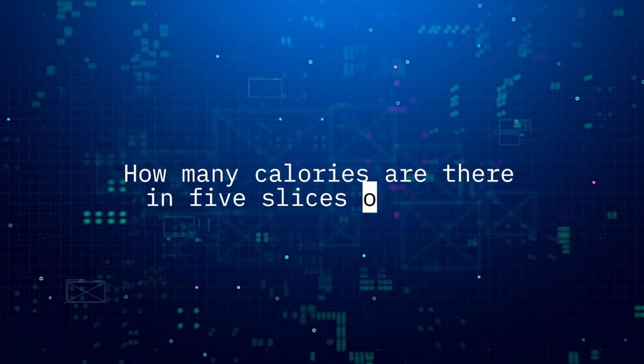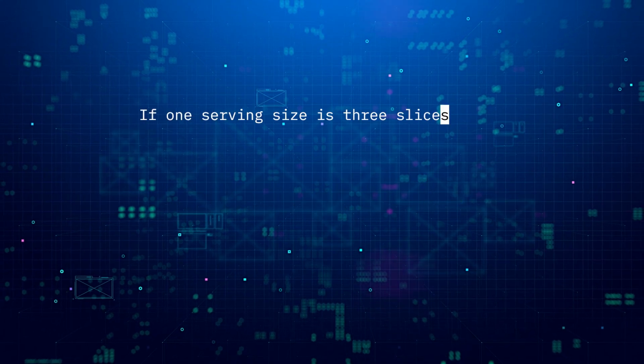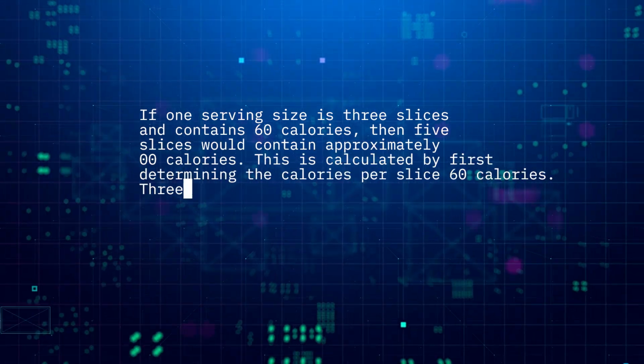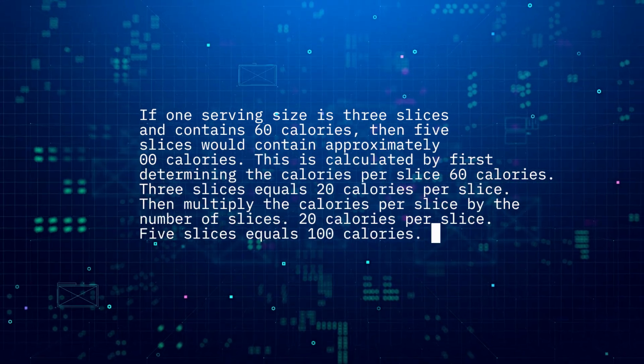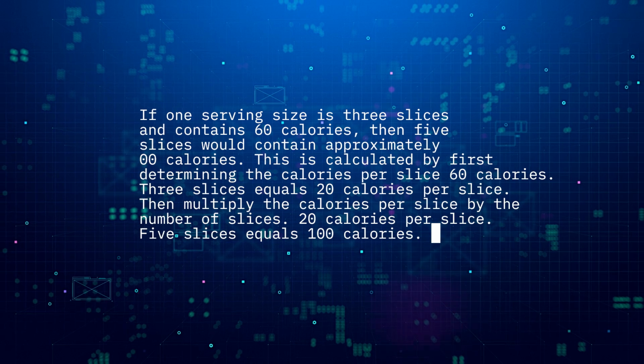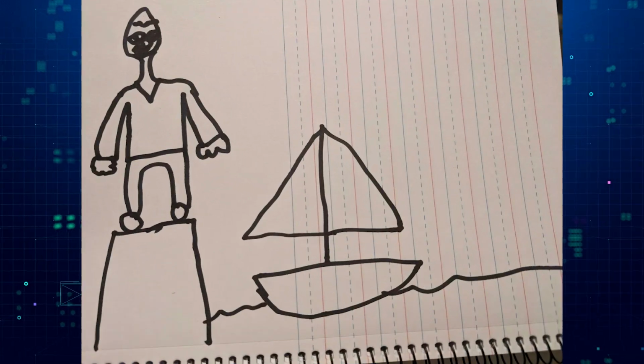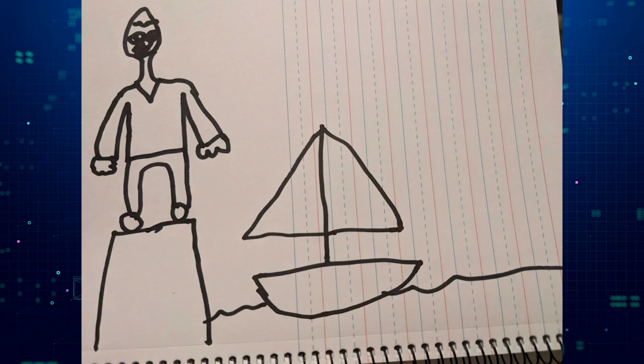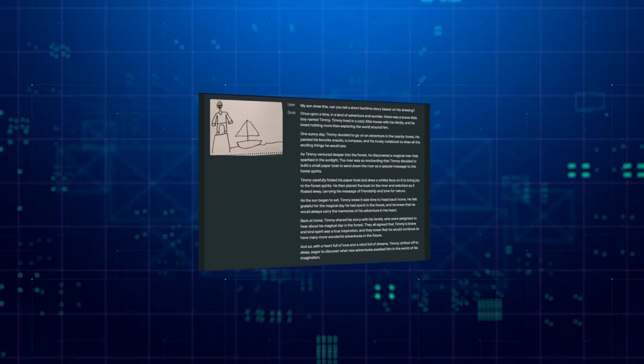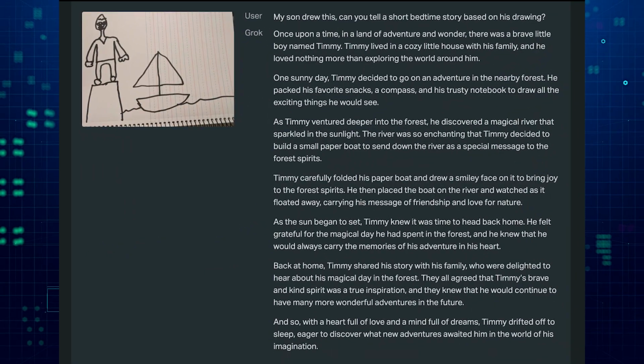How many calories are there in 5 slices of this? Grok responded: If one serving size is 3 slices and contains 60 calories, then 5 slices would contain approximately 100 calories. Or, maybe your child drew a picture and you want to turn it into a bedtime story. Grok 1.5 can use its imagination and craft a story based on the drawing.